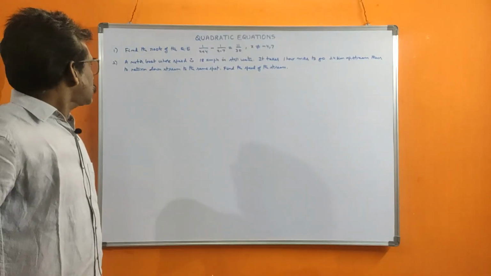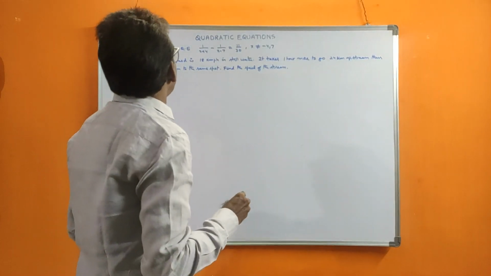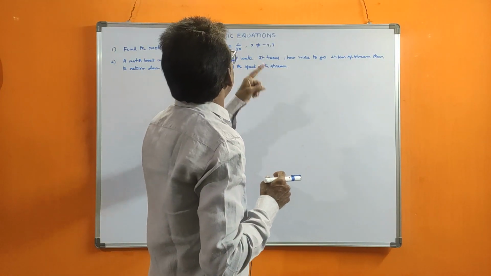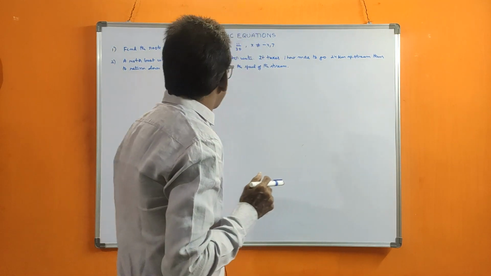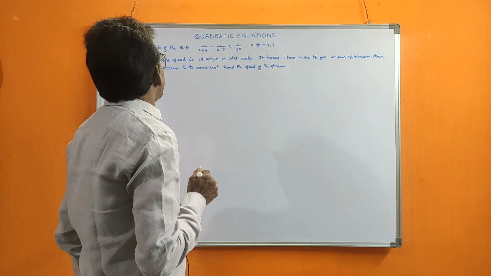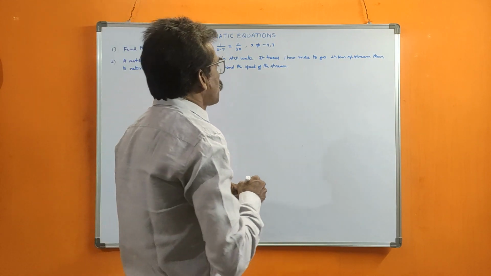Now see, a motorboat whose speed is 18 kmph in still water takes 1 hour more to go 24 kilometers upstream than to return downstream to the same spot. Find the speed of the stream.